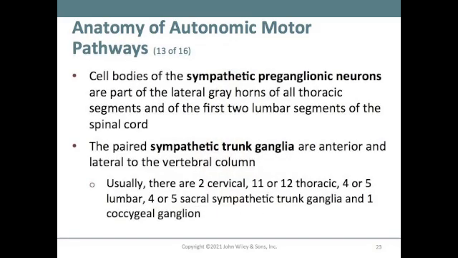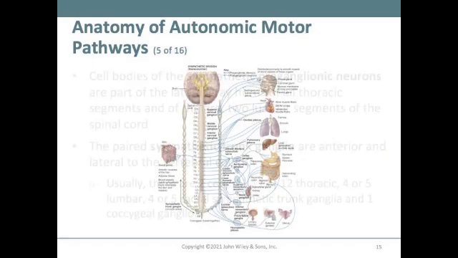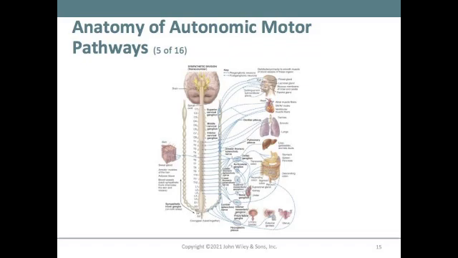Cell bodies of the sympathetic preganglionic neurons are part of the lateral gray horns of all thoracic segments and the first two lumbar segments of the spinal cord. Actually, that's wrong. It's actually the first three lumbar segments. So make sure you got that right. I already pointed that out to you in figure 15.2 on page 551. You can see that the sympathetic preganglionic neurons go down to lumbar number 3.